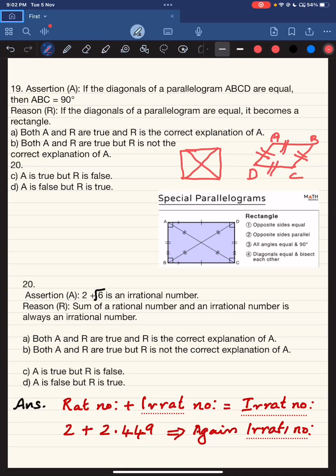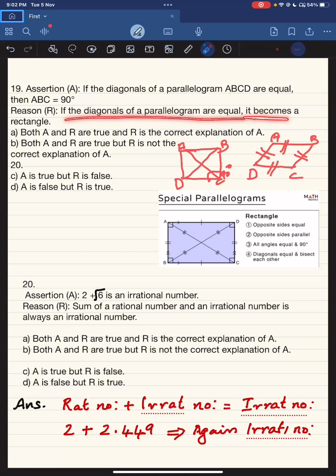So here they given also angle ABC is equal to 90 degree, and there is a reason also. For this assertion they give one reason. What is that? If the diagonals of a parallelogram are equal, it becomes a rectangle. This is the reason for this assertion.